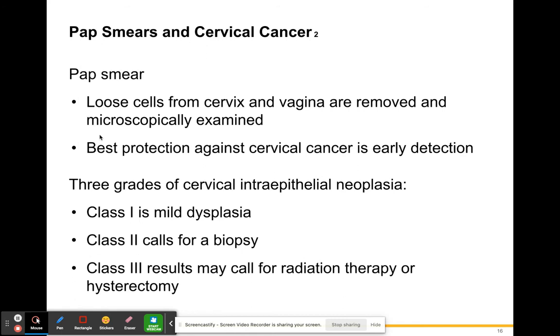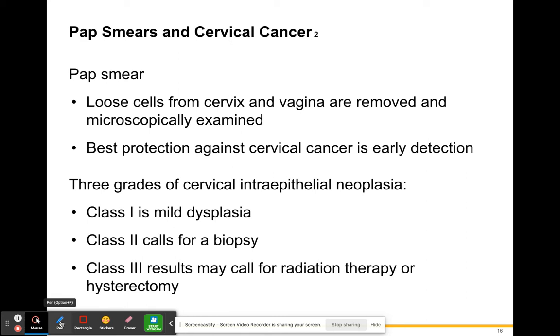Okay, a pap smear. This is a very regular thing that females have to do at the doctor's office or the OBGYN. A pap smear is when doctors collect loose cells from the cervix and the vagina, and they are microscopically examined for any abnormalities or for any diseases. This is the best protection against cervical cancer because it allows for early detection if you get pap smears regularly. I think once or twice a year is the normal routine to get a pap smear at your OBGYN.